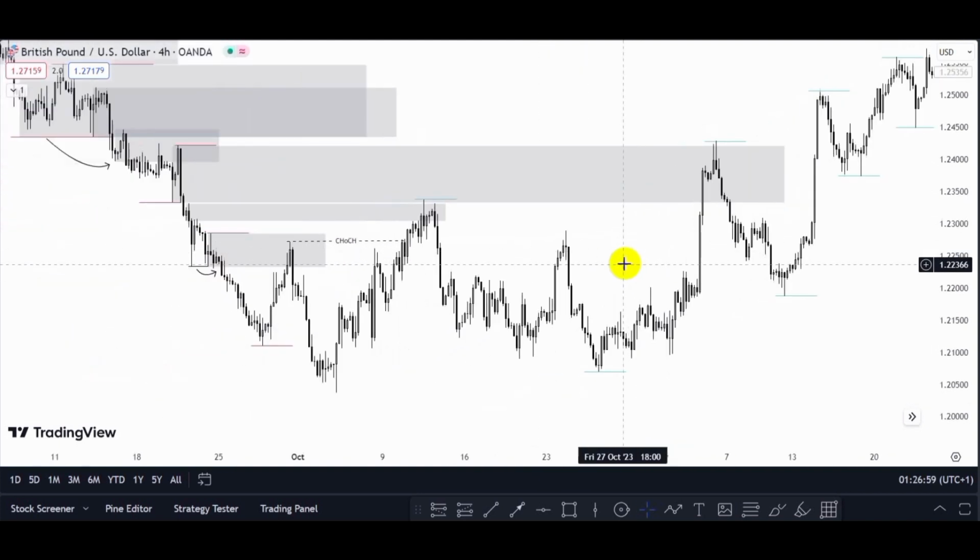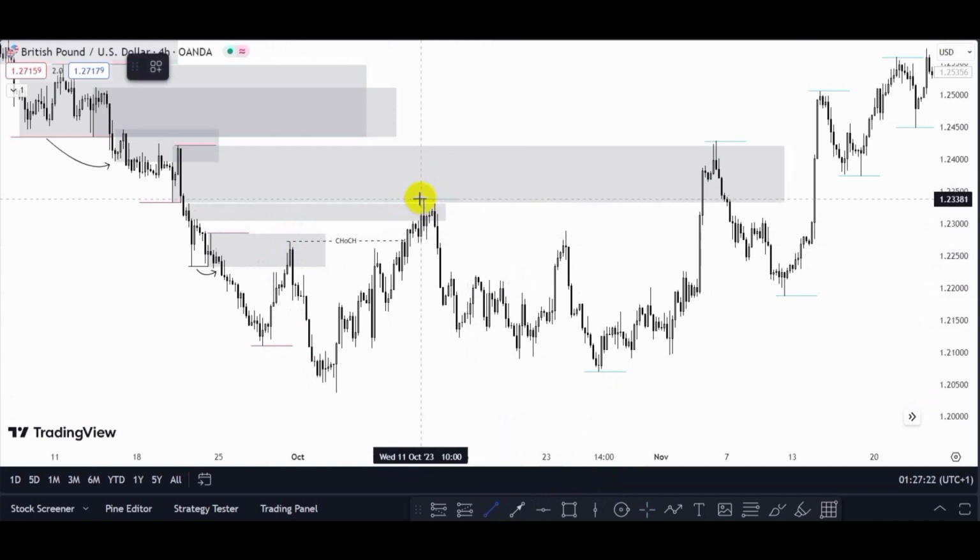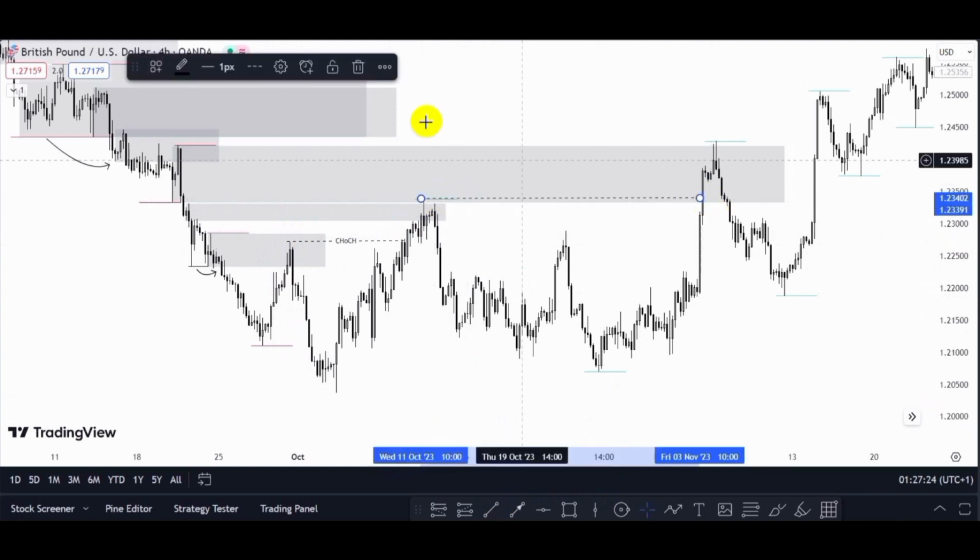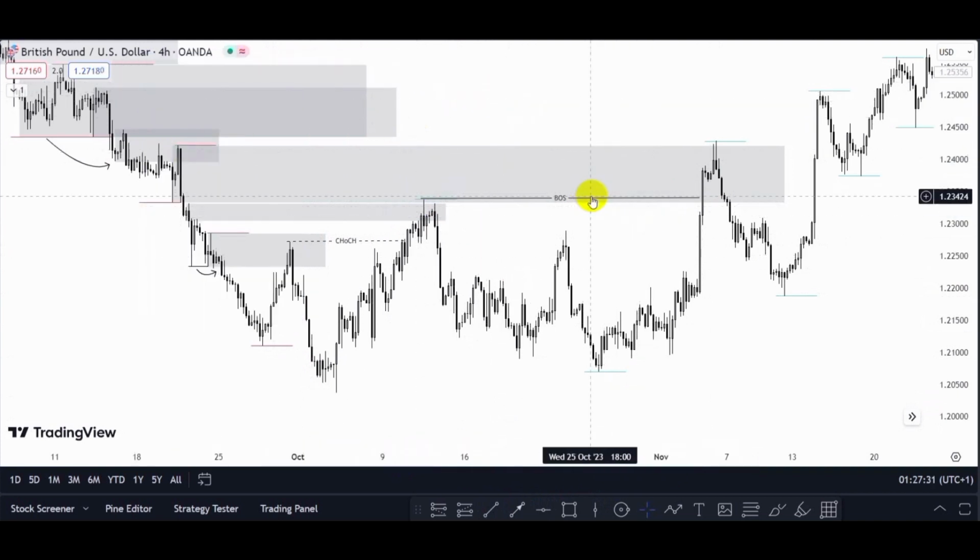So where is the buying move that sponsored this move that gave us a break of structure here that took out this buy side liquidity? Because you can see price took out the buy side liquidity here. So we have our break of structure here. Price broke this high here.